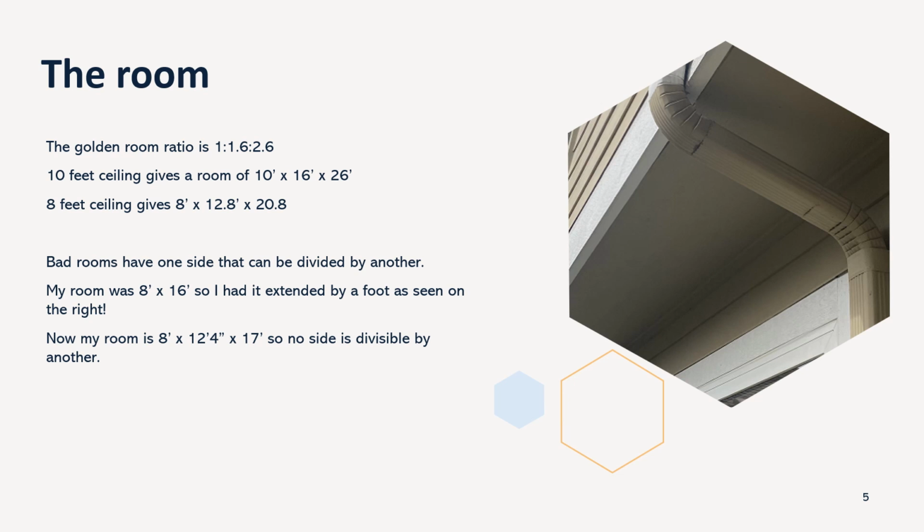A bad room is defined by where one side is divisible by another. In my case, my room is actually an 8-foot ceiling and it was a depth of 16. That would have been a bad room, right? Since 16 is a multiple, it can be divided by 8. Fortunately, I had my room extended by a foot, which is why you can see it jutting out from the house by a foot. So now it's 17, and therefore it is not a bad room. How would a bad room behave? I have no idea. If you have a bad room, well, let us know.